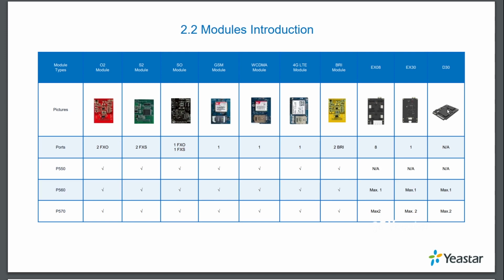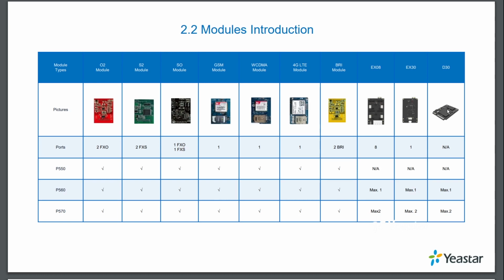And the next one is going to be EX30. This card, same thing, can also support the P560 and P570 only. This expansion board gives you one interface for E1, the RJ45. And the last module we have here is called D30. This is the module for expansion, and it's also only available on the P560 and P570. You cannot use this on the P550.